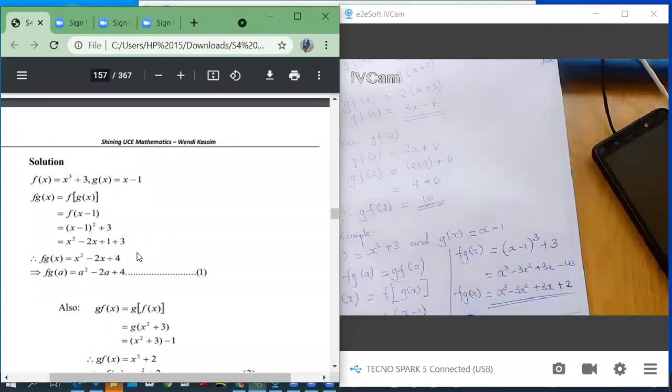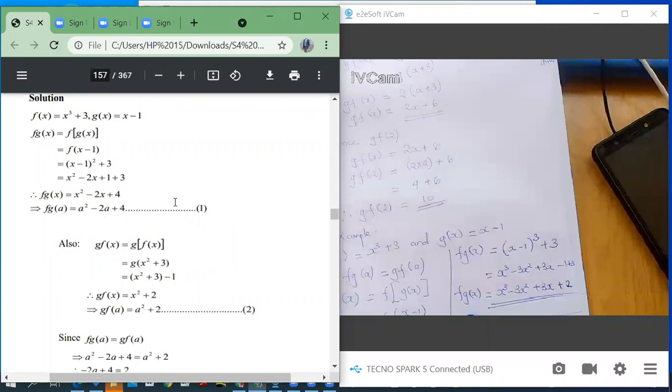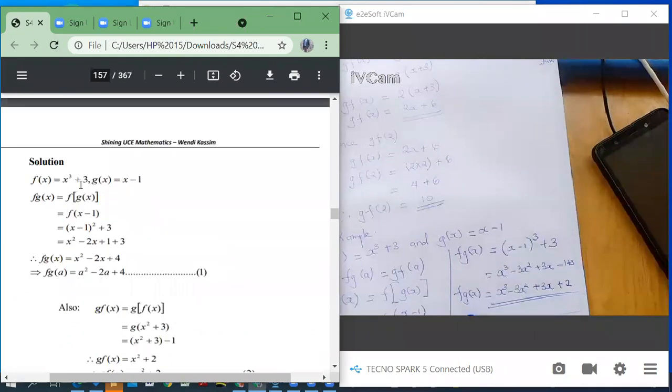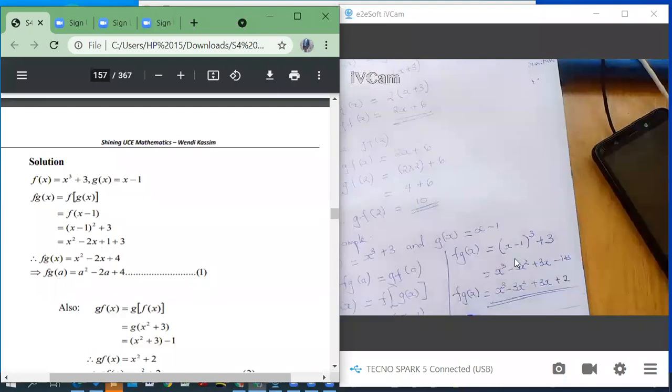Good. Have you seen that? Are you seeing from the notes? Now from the notes, I'm seeing that I've made a mistake. I think that question was supposed to be x squared, and f of x was supposed to be x squared plus 3. Members, have you seen that? It was supposed to be x squared only, not x cubed.